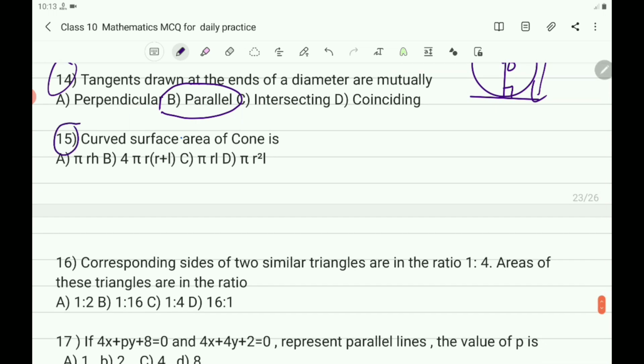Next, the 15th question: the curved surface area of a cone is. You know the relation, CSA of cone equals pi r L. Option C is the answer, pi r L.